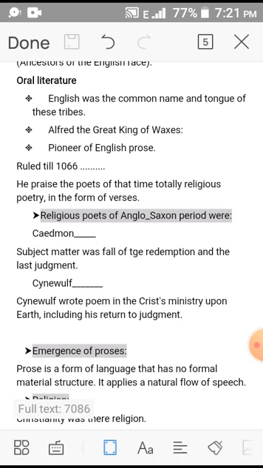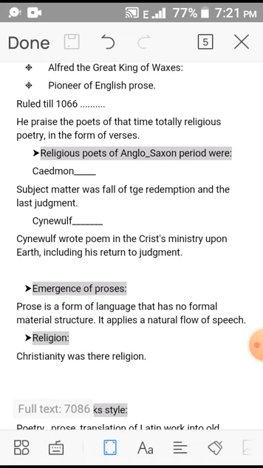On the other hand, Cynewulf's most important poem is the Christ, a mystical narrative of the leading events of Christ. He used to declare Christ's ministry upon earth, including his return to judgment. So they both sang on different subject matters.